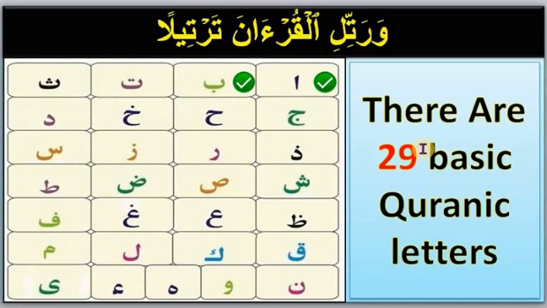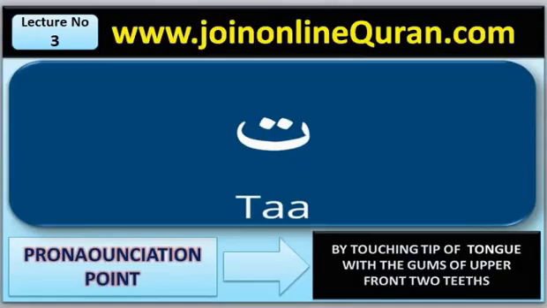We discussed that there are 29 basic Quranic letters, and Alhamdulillah, we completed the first two letters in detail, and today we are going to start the third letter in detail, inshallah. This third letter is Ta. How we can pronounce this letter, how we can sound this letter, and how we can originate this letter, we are going to discuss in detail, inshallah.